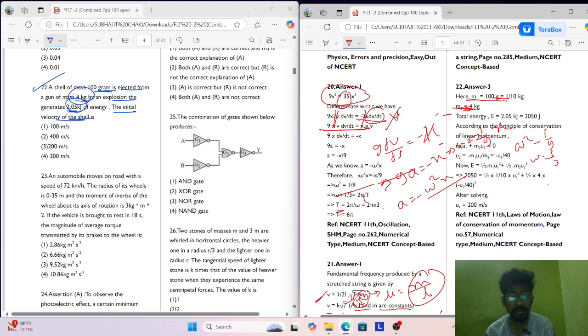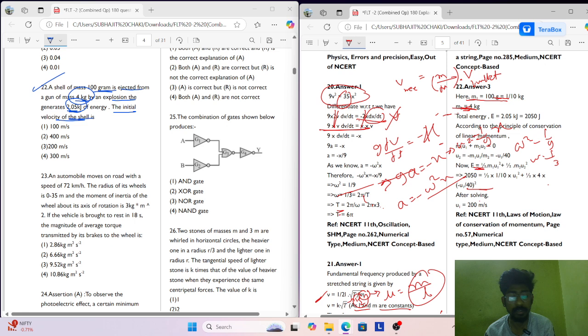What is the recoil velocity formula? Velocity of recoil equals mass of bullet divided by mass of gun into velocity of bullet. Put all of the values. What will be the recoil velocity? Mass of the bullet 0.1 divided by 4. 0.1 by 4 means 1 by 40 into velocity of bullet. So v divided by 40, but a negative sign is there because the gun and the bullet are going in the opposite direction.